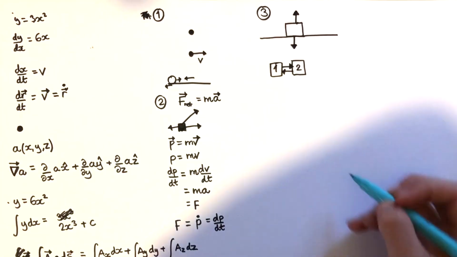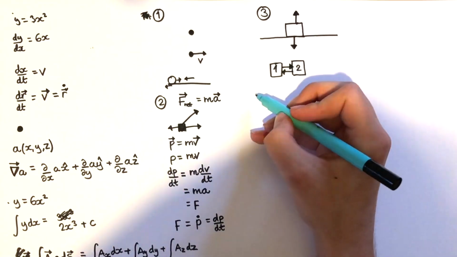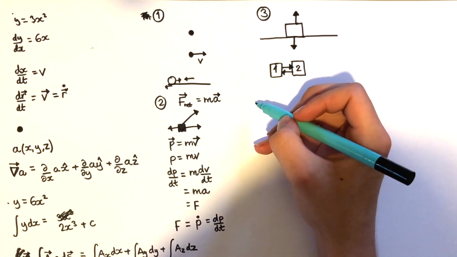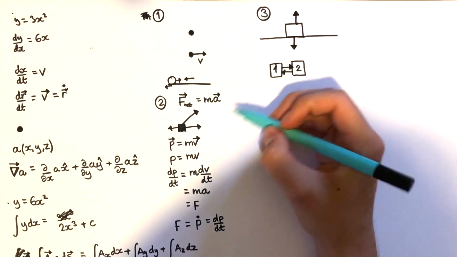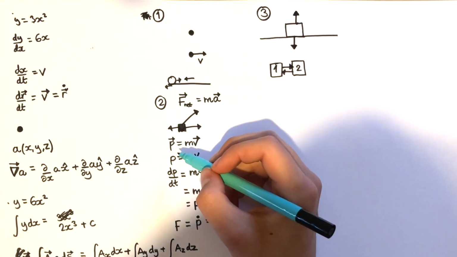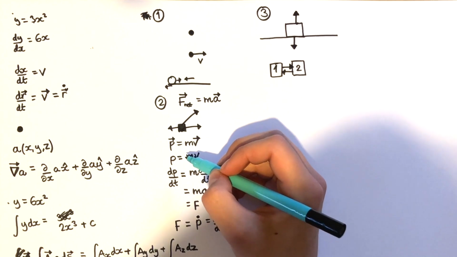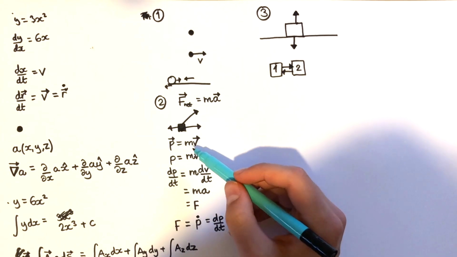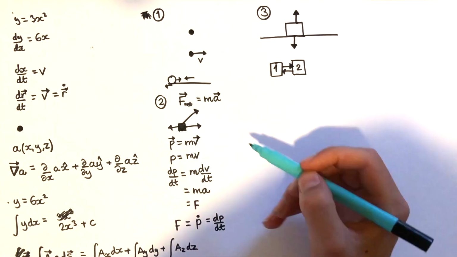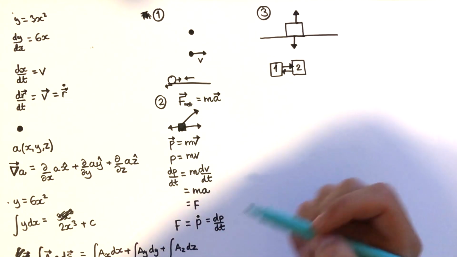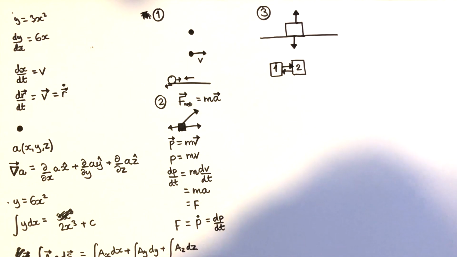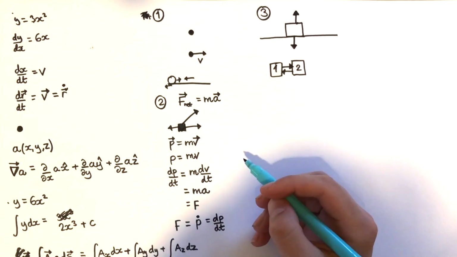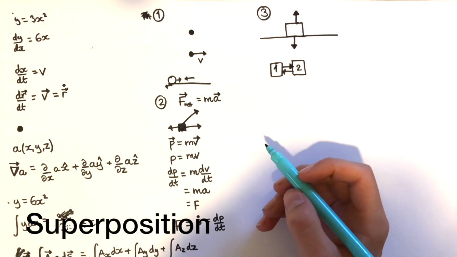Now, let's take a look at Newton's second law in a bit more detail. We know that force is a vector quantity and therefore it follows all of the rules of vector algebra. And as I said, if we have a number of forces acting on a particle, then the total force is, of course, simply the vector sum of all the forces. And this concept right here is known as superposition.